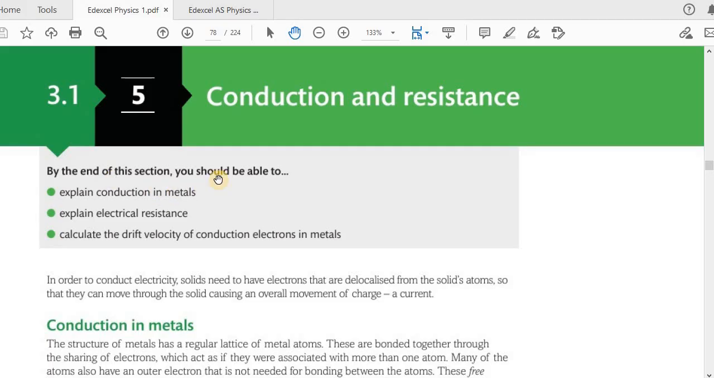By the end of this section you should be able to explain conduction in metals, explain electrical resistance, and calculate the drift velocity of conduction electrons in metals. We also saw why the resistance of a metal increases with increasing temperature, so we will see some more details here as well. How metals conduct I also explained earlier.